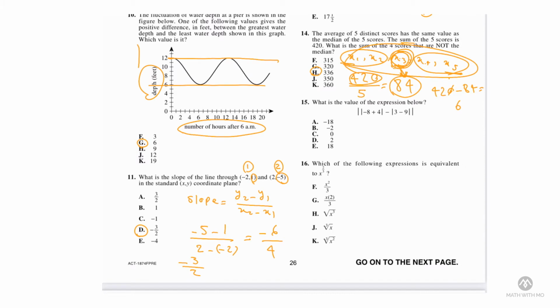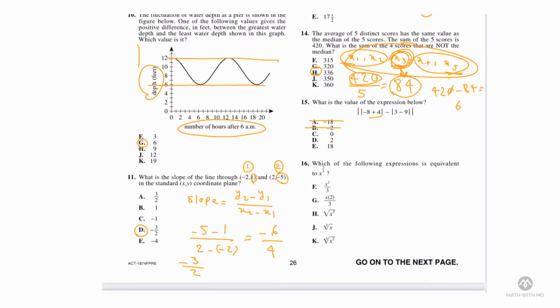What is the value of the expression below? Alright, so we see this is the absolute value. The first thing you'll notice here is that the whole thing is in the absolute value. So definitely A and B are not the answer because they're negative. Nothing negative will come out of the absolute value, alright? So then I start solving.